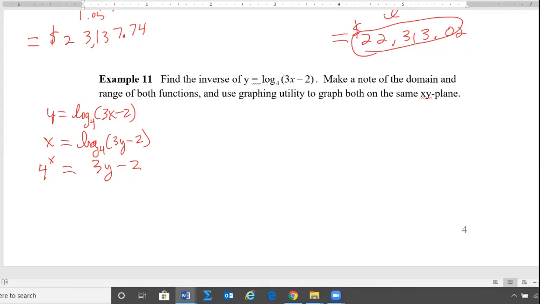4 to the x is 3y minus 2, and then we'll solve that for y. So 3y would be 4 to the x plus 2, so it's going to be (4 to the x plus 2) over 3. So there's your function. That is the inverse. If that was f of x, then what we have now is f inverse.